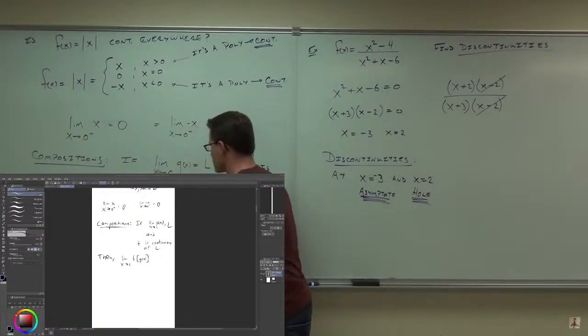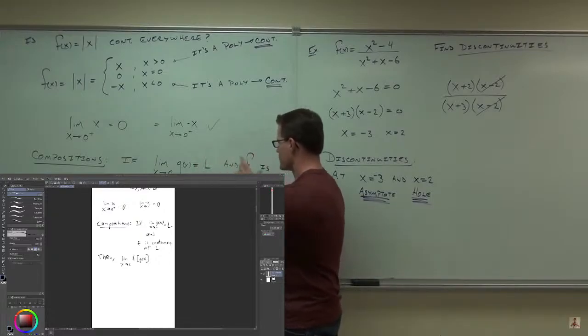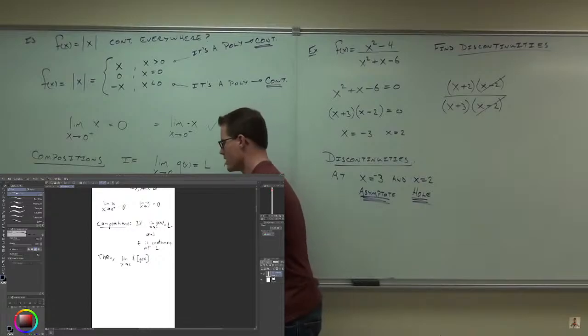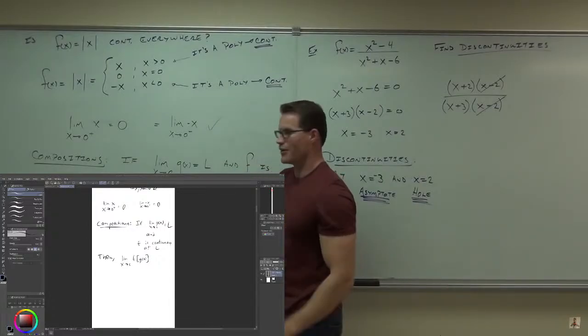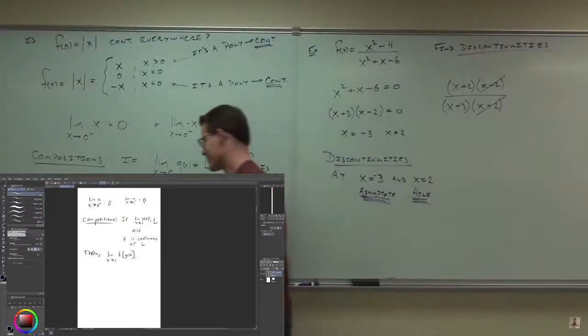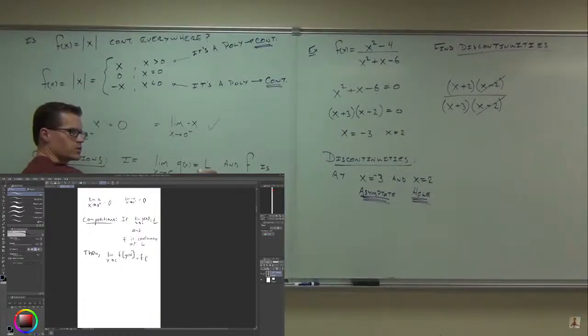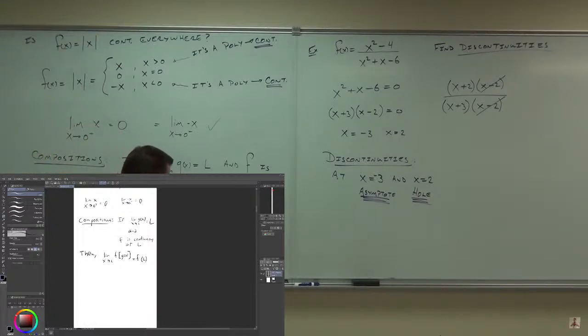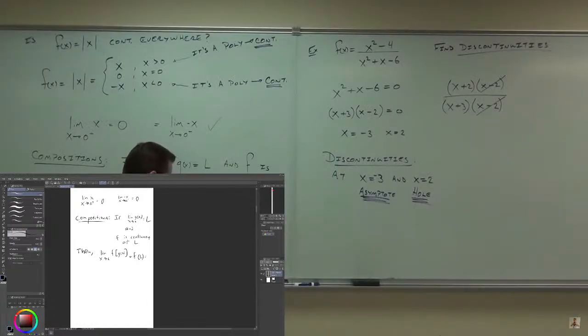If g of x approaches L and f is continuous at L, then we know if f is continuous, we can just plug that number in. This is going to be equal to f of L. Now the cool thing is we'll make a substitution right here. How much is L equal to? It's the limit of g of x as x approaches c.